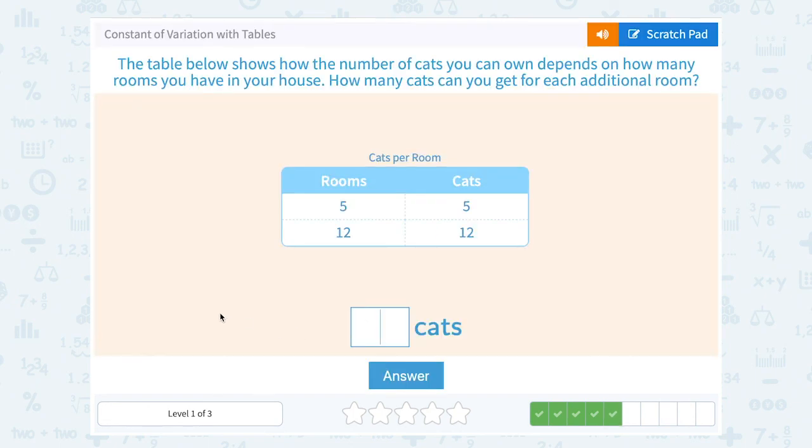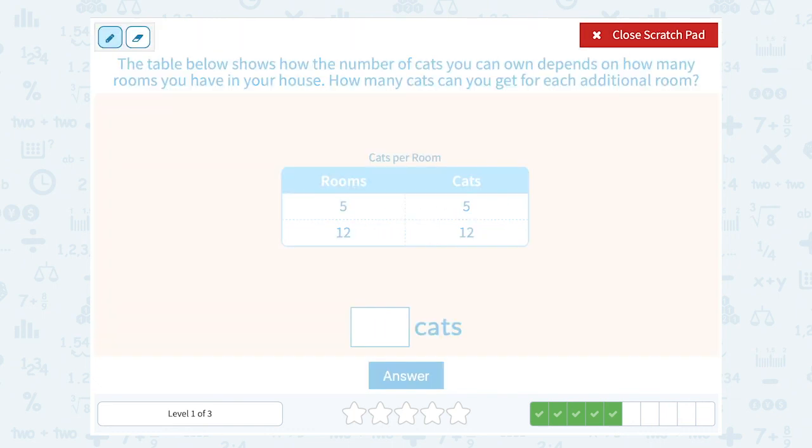The table below shows the number of cats you own depending on how many rooms are in your house. How many cats can you get for each additional room? Well, notice it's the same, right? 5 rooms, you get 5 cats, and for 12 rooms, you can have 12 cats. So if we divide it out, right, 5 divided by 5, we have 1, which makes sense. For every room, you get 1 more cat.